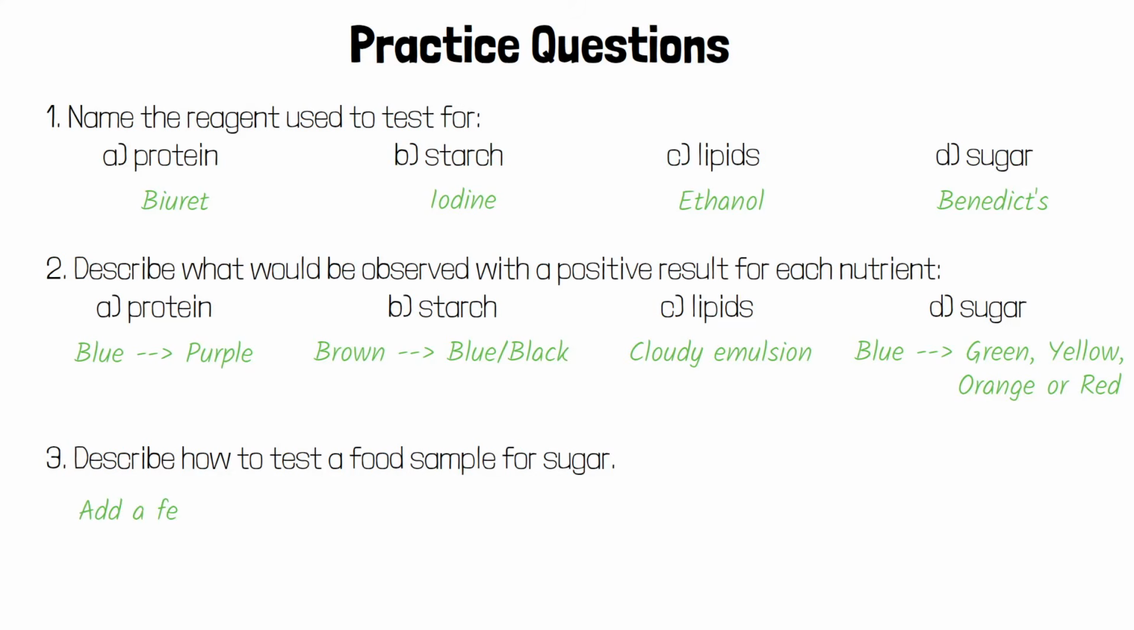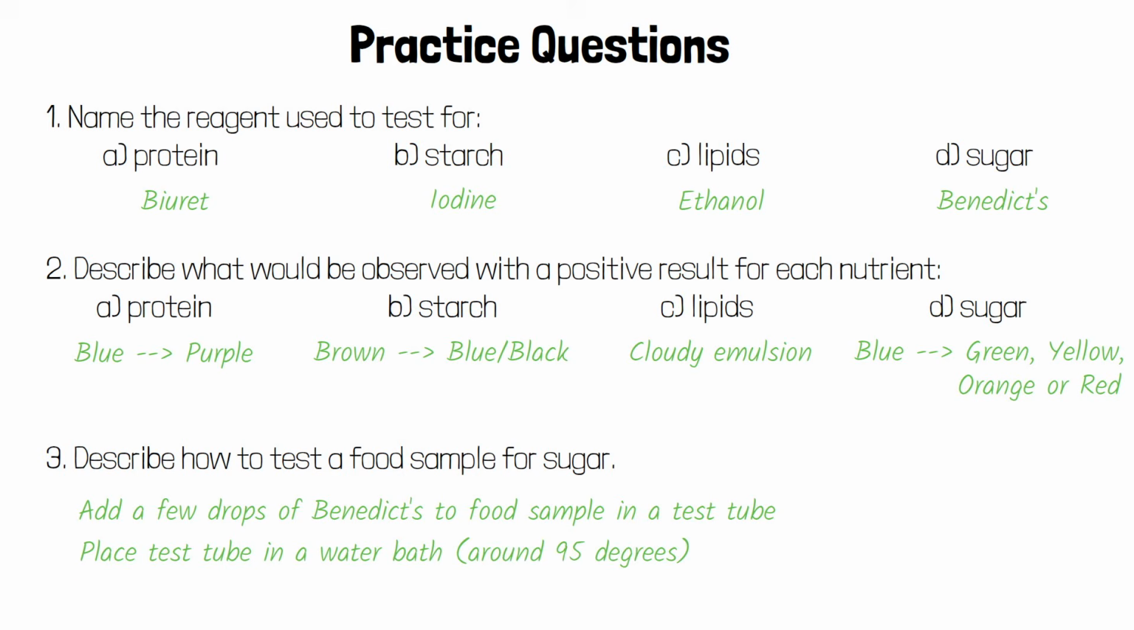To test a sample for sugar, we add a few drops of Benedict to the sample in a test tube. We then place the test tube in a water bath at around 95 degrees and observe the colour change.